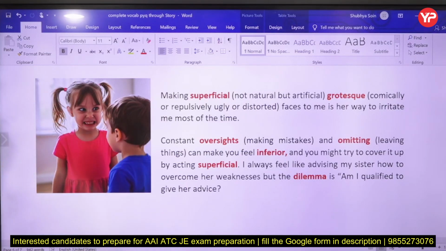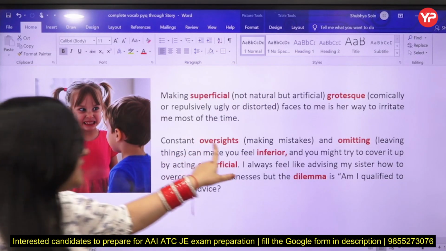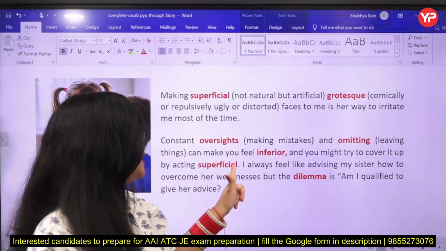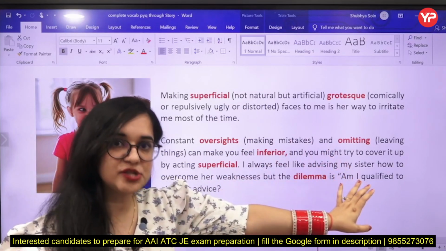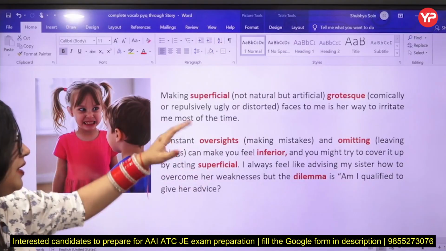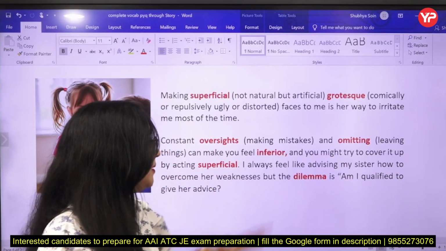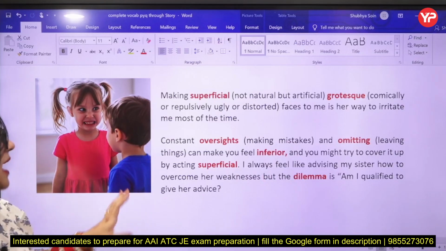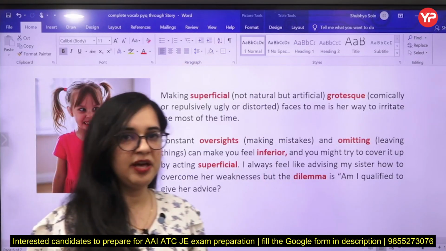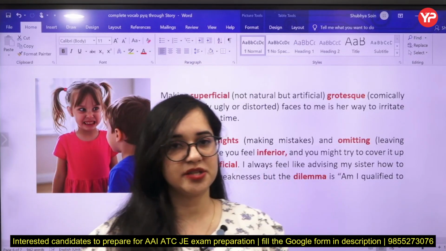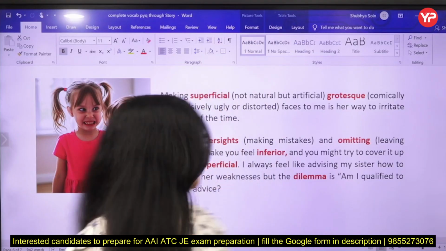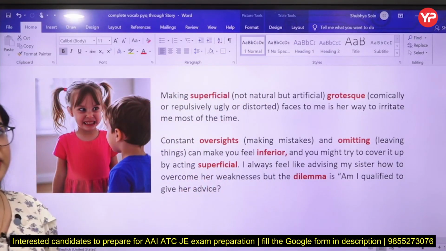Constant oversights, like she's always making mistakes. Oversight means when you are making mistakes, and omit means to leave things out. Can make you feel inferior, that is, inferior means that you are feeling very low in the family, and you might try to cover it up by acting superficial. Sometimes her behavior makes me feel that I am the inferior person in the family, but I try to ignore it and I try to act superficial, I try to act fake.